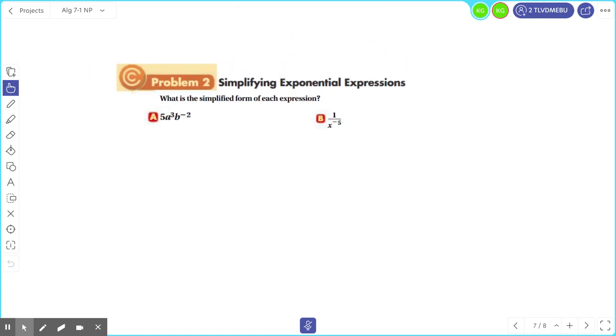The next thing is simplifying exponential expressions. So here, we're doing the same idea, but it's a little more complicated because we have multiple things. In A here, we have 5 times a to the 3 times b to the -2. And simplifying means no negative exponents. So when they say simplifying, they mean get rid of the negative ones.